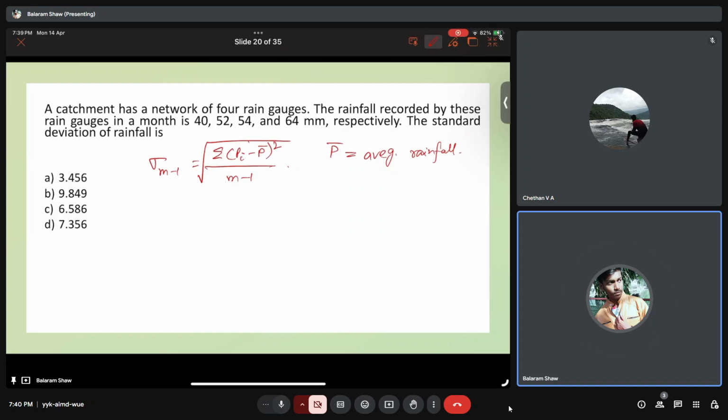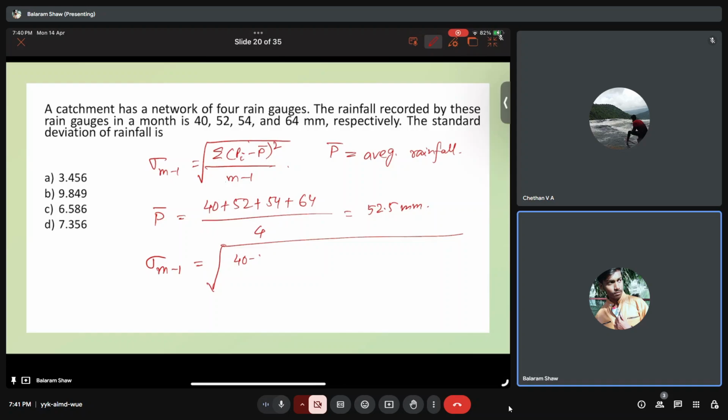Average monthly rainfall. So let's calculate P bar, that is 40 plus 52 plus 54 plus 64 divided by 4. That is 52.5 millimeters. Okay, so just put these values. So that will be equal to root over 50 minus 52.5 squared divided by m, where m is 4. M here is 4, right? 4 stations. So 4 minus 1.